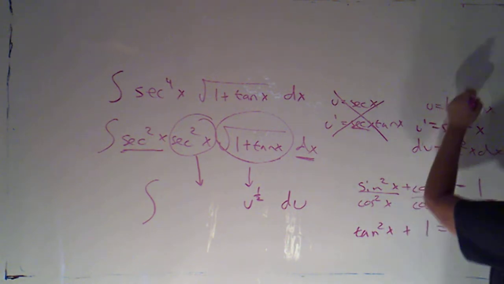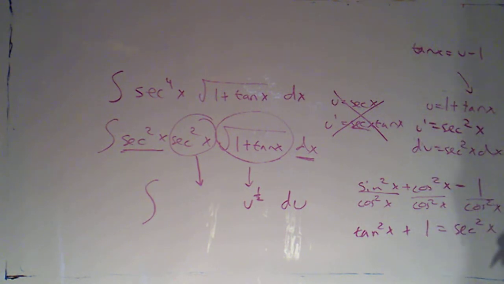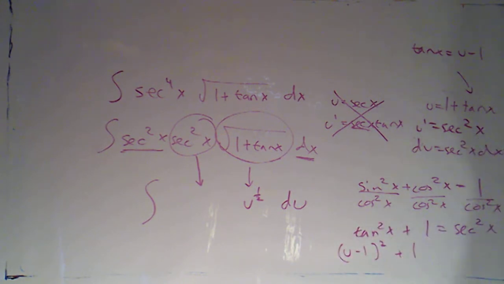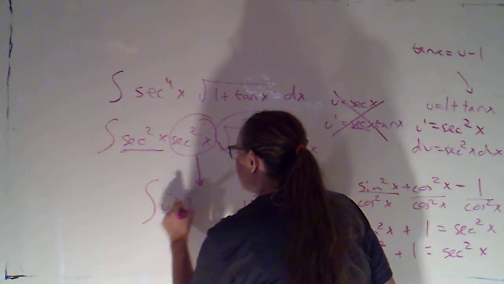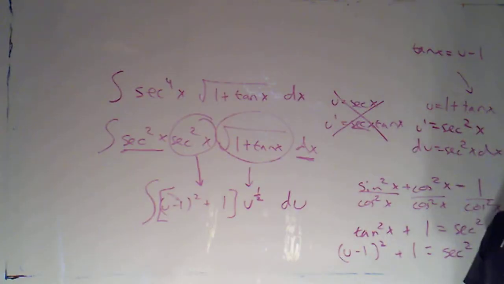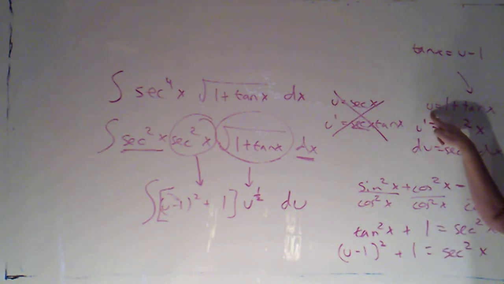Okay. So if I've got a secant squared x, tangent of x here was u minus 1. So that's u minus 1 squared plus 1 is equal to secant squared x. Okay, so u minus 1 squared plus 1, and all of that is still getting multiplied by that u to the 1/2. So I can write that extra piece in terms of my u substitution.